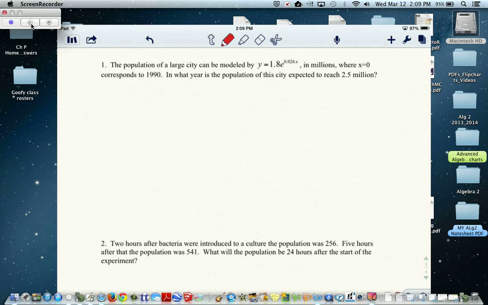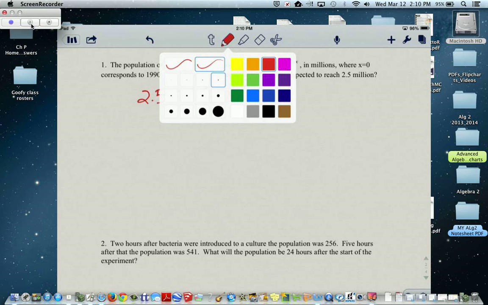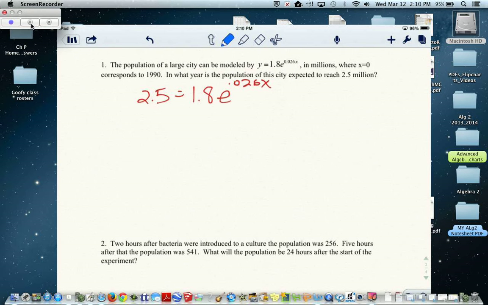All right, the population of a large city can be modeled by 1.8 e to the 0.026x power, in millions, where x equals 0 corresponds to 1990. In what year is the population of the city expected to reach 2.5 million? So I would set my equation equal to 2.5 million, and in this case my variable is up in the exponent, so I would apply a logarithm on both sides.